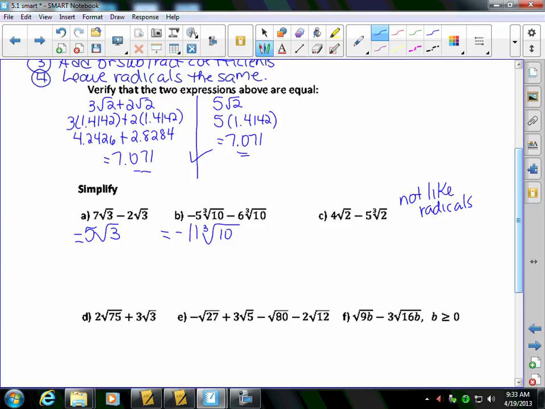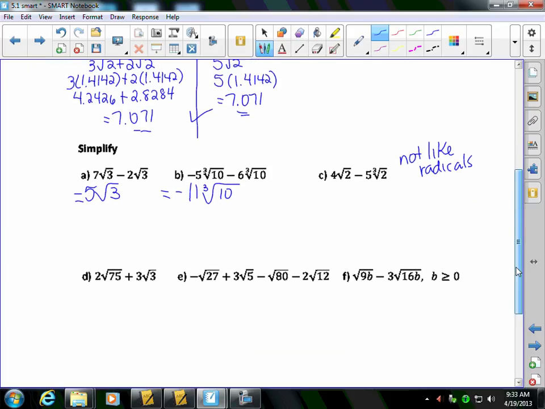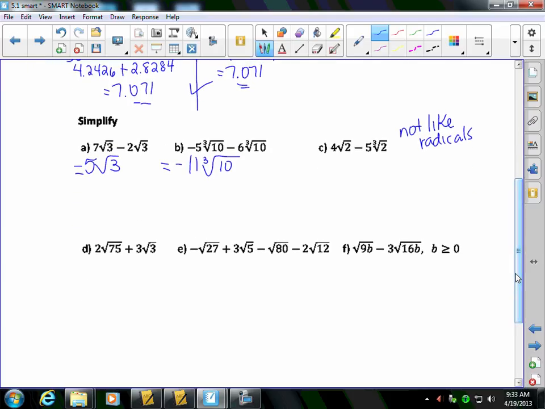Well, you wouldn't even have to write this. I just wrote that as my explanation. Or you could just write this again. You could say 4 square root 2 minus 5 cube root 2. It's done.